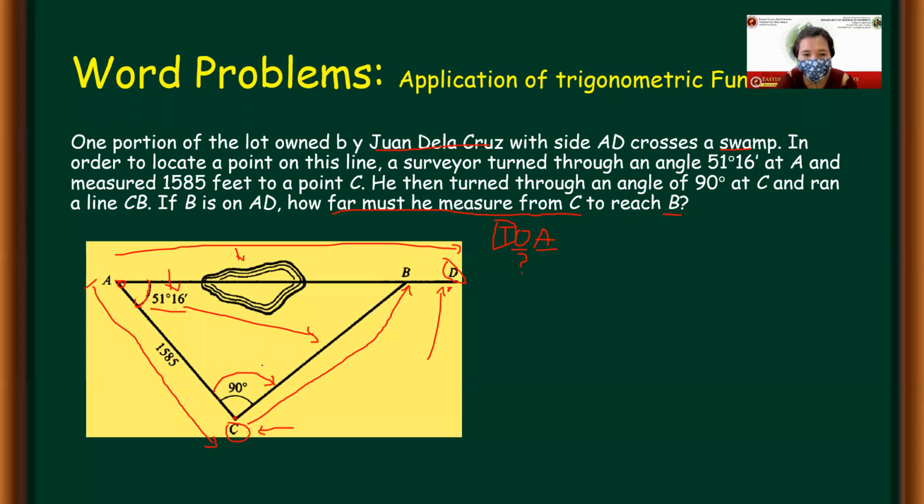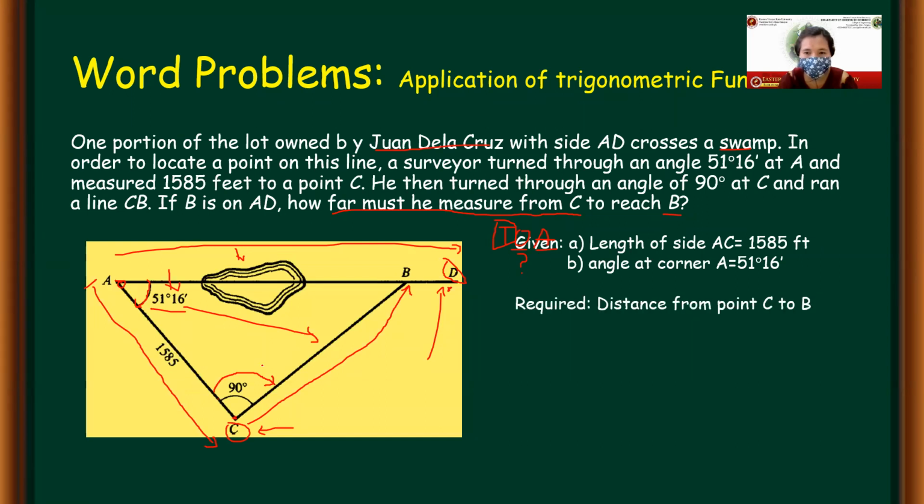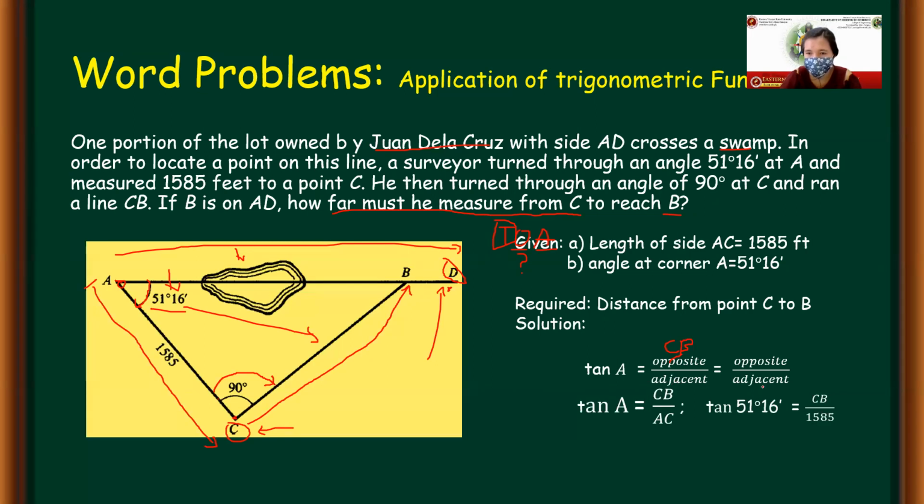So, what's the answer? Let us write the given: the length of side AC, and the angle at corner A. The required is the distance from C to B. If we employ TOA, that is tangent of angle A equals opposite over adjacent. We substitute the opposite, which is unknown, CB, and the adjacent is 1585. So that is CB over 1585.